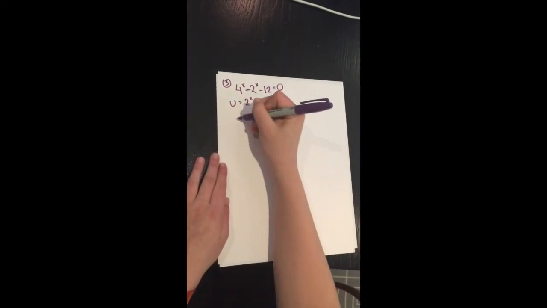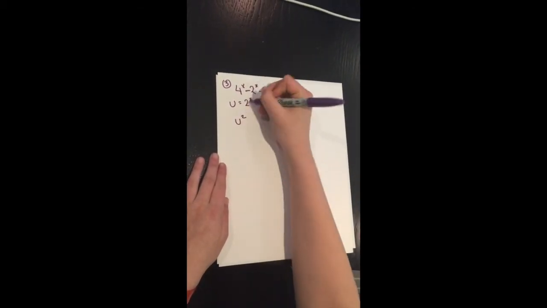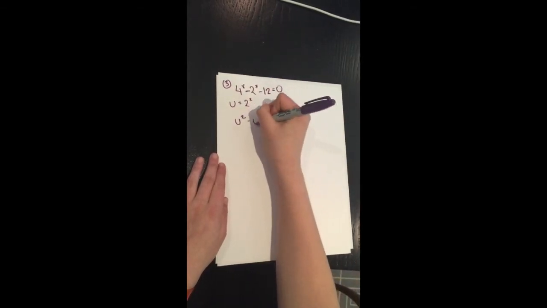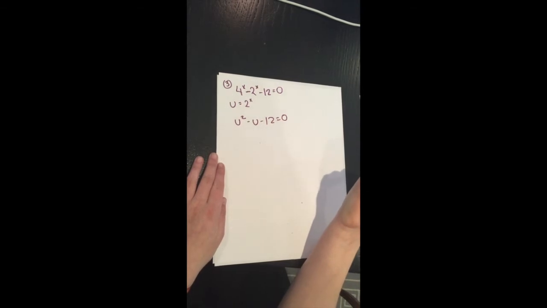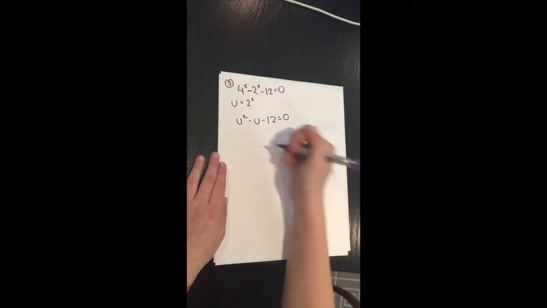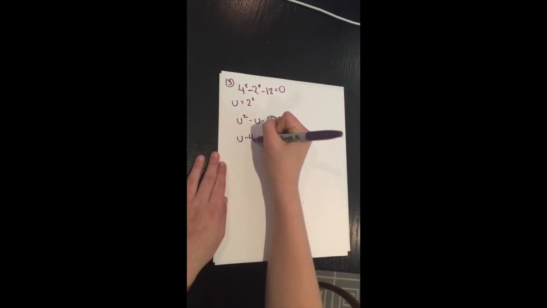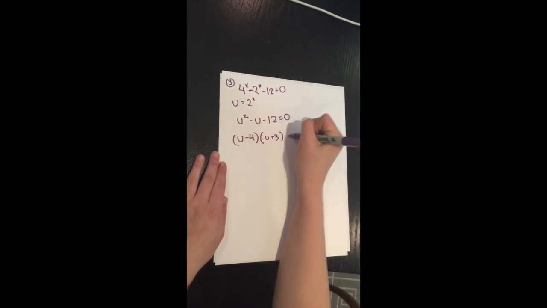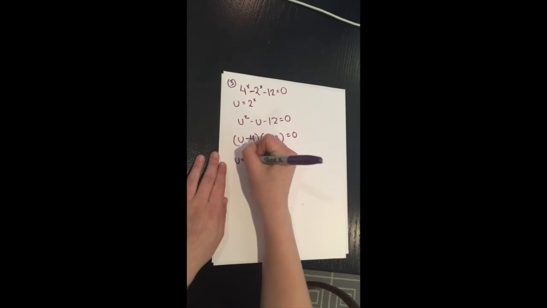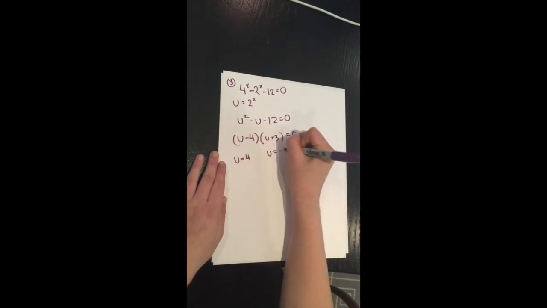So you can rewrite this problem as u squared, because it's like 2 to the x squared, minus u, because it's 2 to the x, minus 12 equals 0. And now you can just solve it like a quadratic equation. So this factors out to be u minus 4 times u plus 3 equals 0. So you get u equals 4, or u equals negative 3.